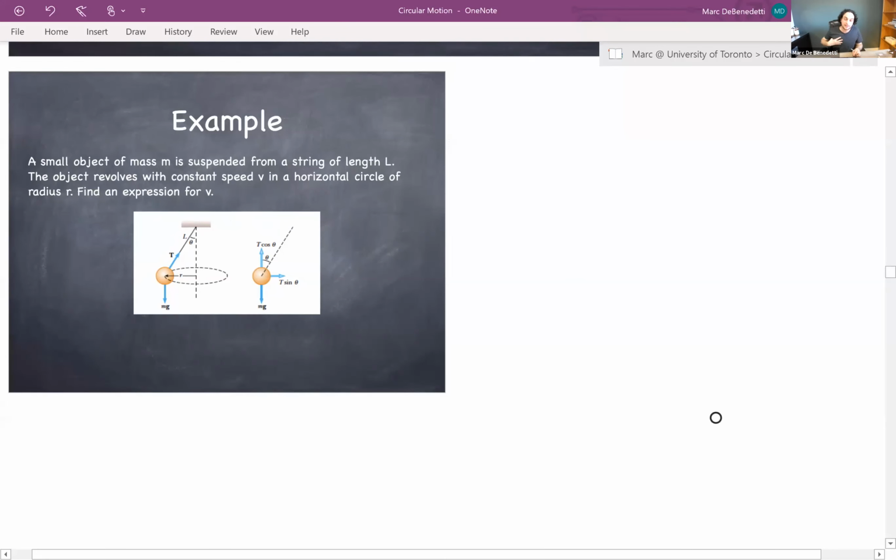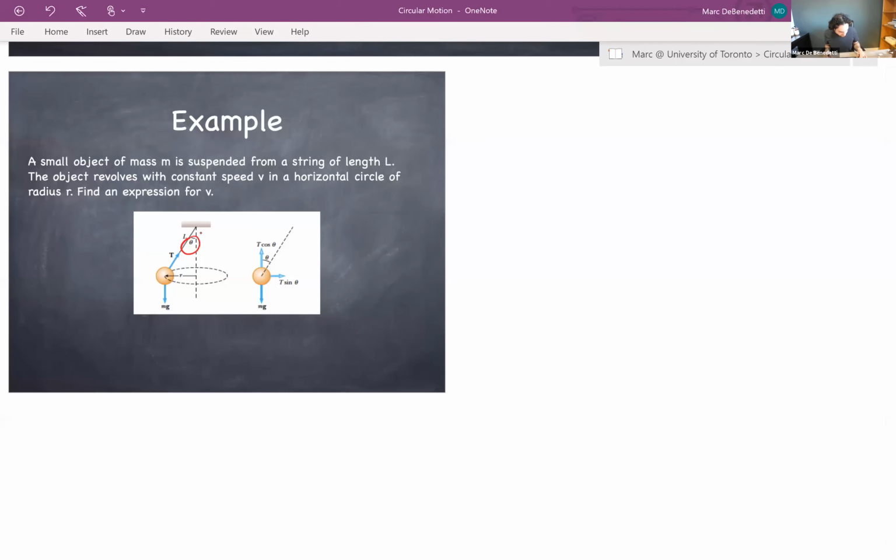Here's another example of tension, but now it's less ideal, more realistic. If you're spinning something over your head, technically it's never going to be perfectly horizontal, right? Gravity is pulling it down. So this question says when you're spinning something in a circle, it's not going to be in a perfect horizontal loop. It's going to be at some sort of inclination angle, theta.